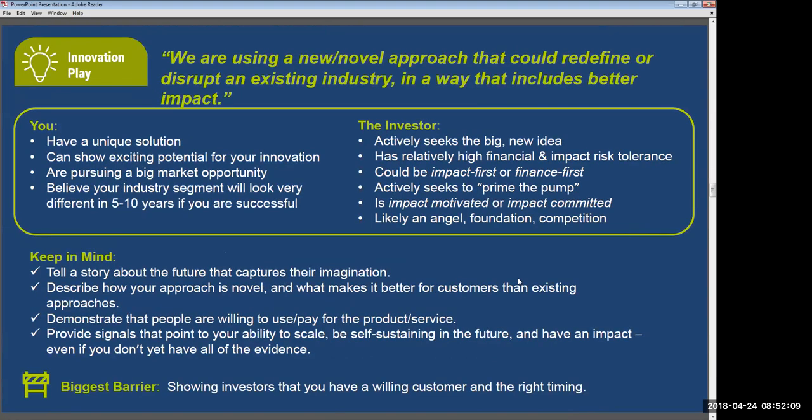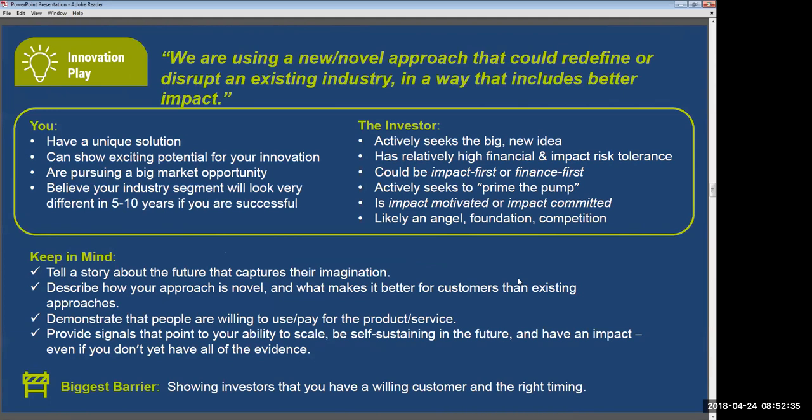Okay. The second type is an innovation play. Here you're saying, we have a new approach that can either redefine or disrupt an existing industry in a way that ends up with better impact. So this is really focused on uniqueness, disruption, leapfrogging. It's often linked to technology.